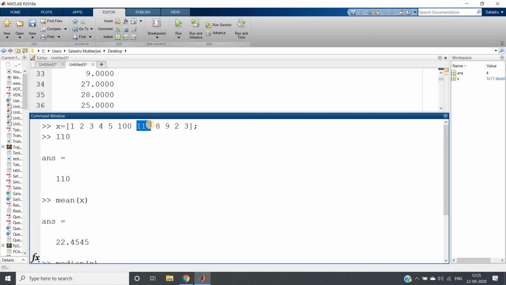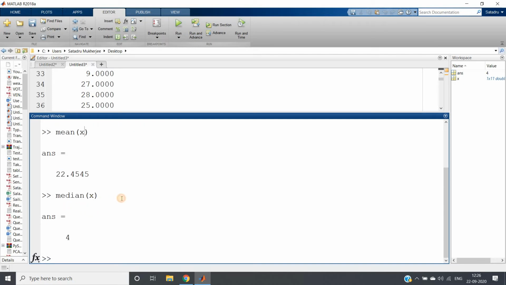So as outliers are present at higher values of x, mean is going to increase; it is affected by outliers. So what we can conclude from this discussion is that for a data set which has outliers at the higher values of x on the positive side, mean is going to be greater than median, right? That's what we have interpreted here.